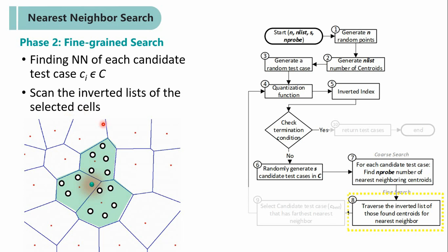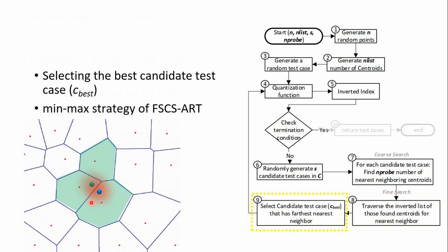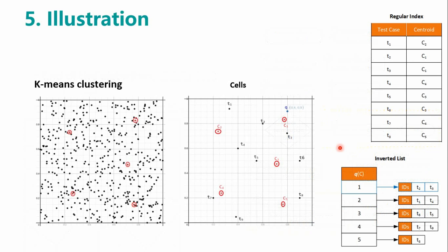In this way the nearest neighbor of the candidate test case will be found for all those test cases that are generated in C, and then we apply the min-max strategy. Using the min-max strategy, the candidate test case that is at the farthest distance will be selected as the next test case, and the process will be repeated, and in the end we return the test cases generated. Here is an illustration of our method.